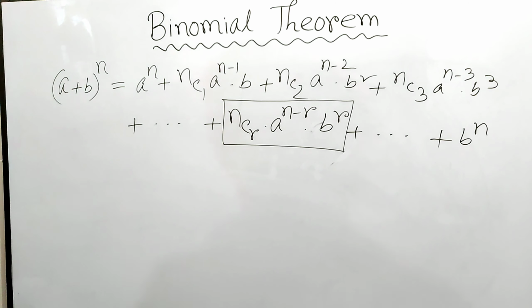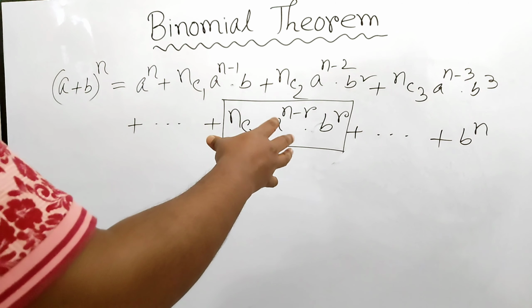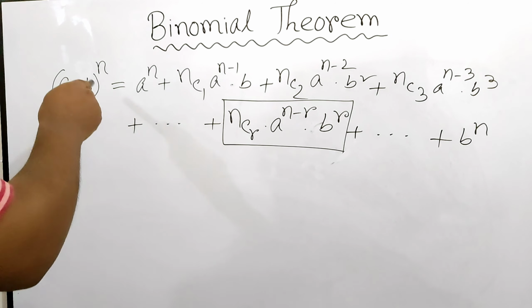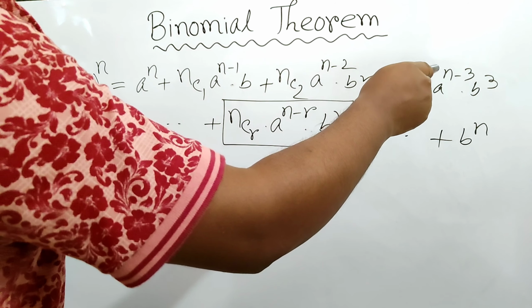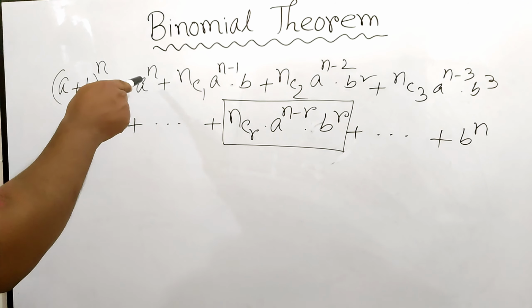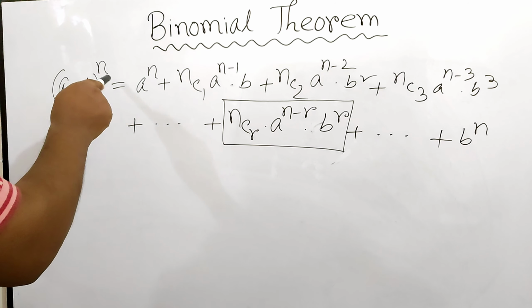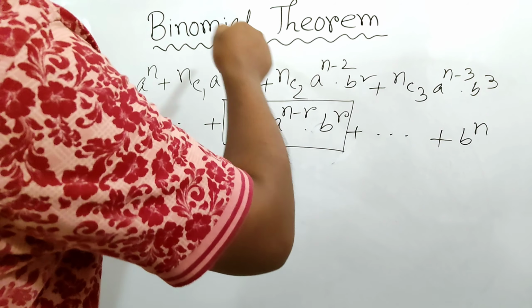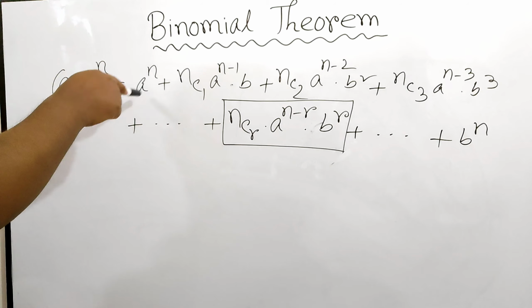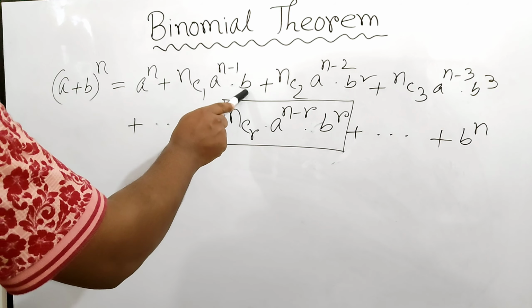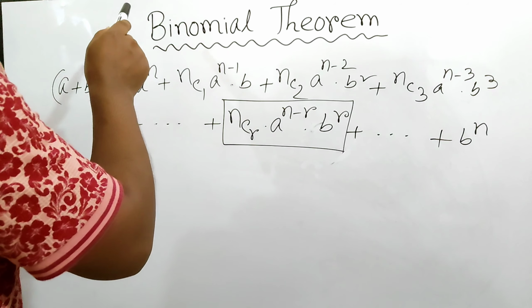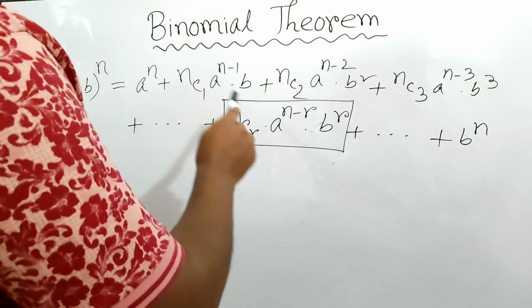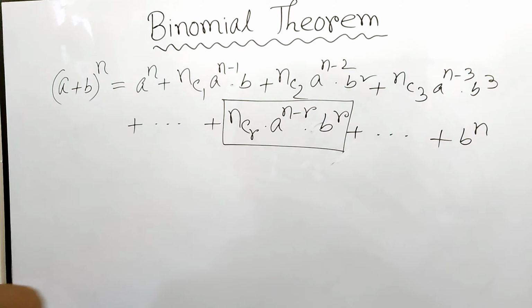If you look here, there is also some pattern: the power of a is decreasing and the power of b is increasing. In the first term the power of a is n, in the second term n minus 1, then n minus 2, so it's decreasing. In the first term there is no b, but in the second term there is b, and then b squared, so the power of b is increasing and the power of a is decreasing. In that way the terms come one after another.